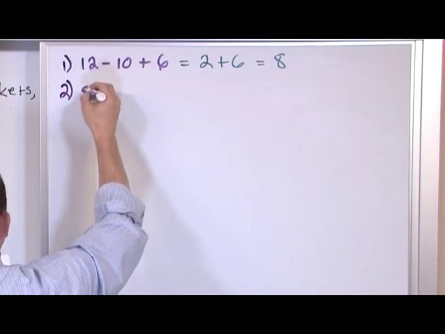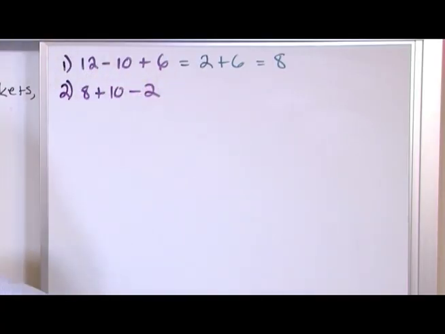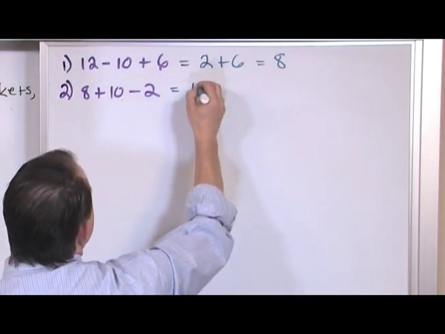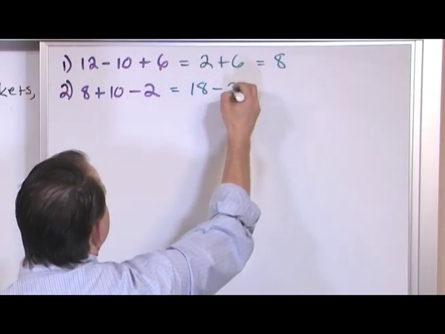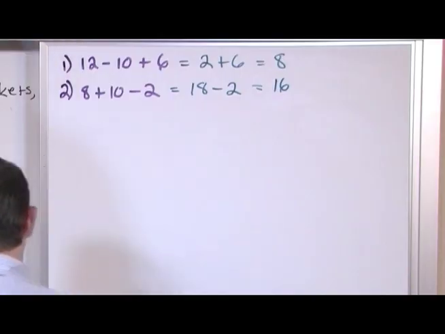What if you have 8 plus 10 minus 2? It's exactly the same thing. There's no parentheses, that's the first thing. There's no exponents, and there's no multiplication or division. So we have to do the addition and subtraction from left to right. So 8 plus 10 is 18. We're going to have to still subtract the 2. So in the next step, we take 18 minus 2, and we get 16. The answer is 16.